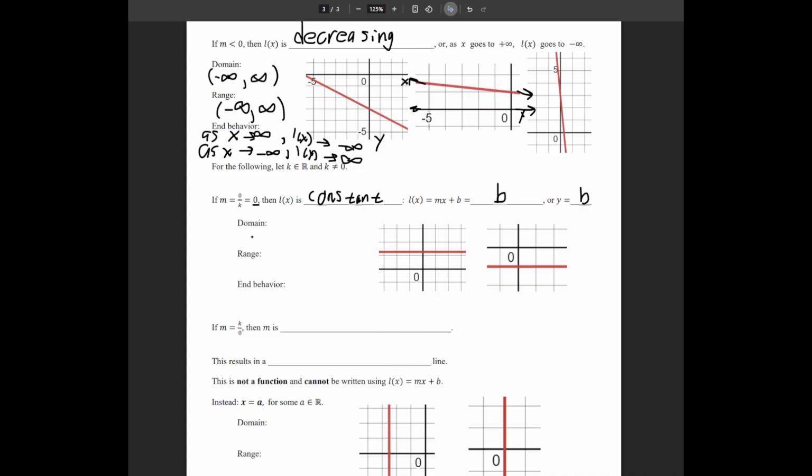In this example, we'll have negative infinity to infinity as our domain. And then our range does change a little bit. We don't increase or decrease at all. So again, domain for every line is the same, negative infinity to infinity, but the range here is just b. That's it. The only value we have for our range is whatever value is here. In this case, it looks like 1.2. Our range would just be 1.2.